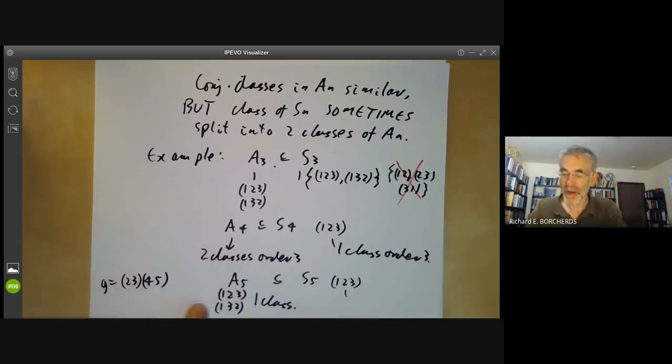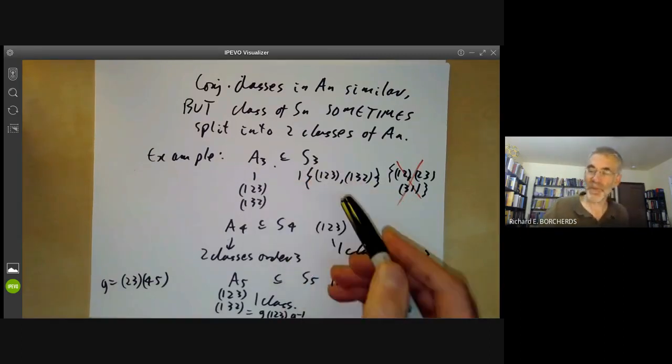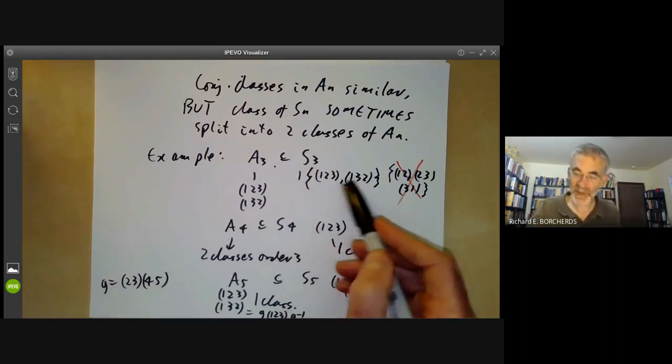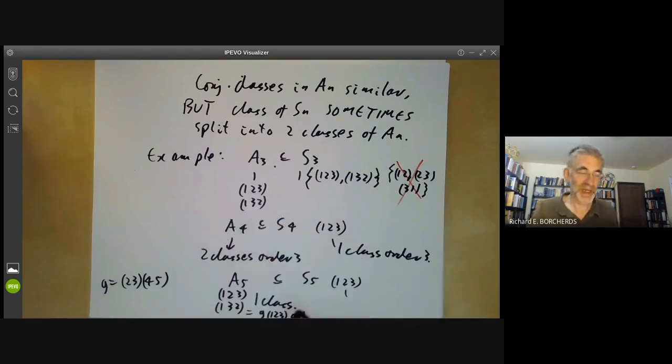and this is equal to g times (1 2 3) times g to the minus 1. So these two elements are conjugate in A5, because you've now got these two spare elements, 4 and 5, that you can use to make this element not in the alternating group into an element of the alternating group. So conjugacy classes of alternating groups are a little bit tricky. The conjugacy classes of the symmetric group sometimes split into two classes, and sometimes they don't. And there's a rule for telling you when it does and when it doesn't, but I can never remember what this rule is, so I won't bother giving it.